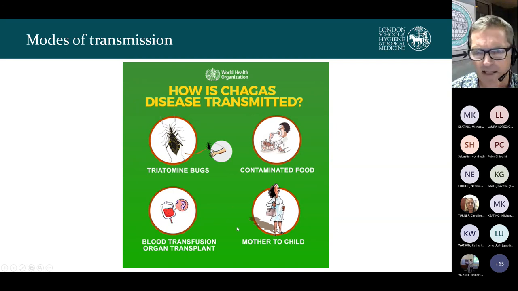Mother-to-child transmission will be discussed a little bit in just a moment, and then the other route of transmission is through blood transfusion. Peter will say a little bit about that later on, but if you don't screen your blood, particularly in high endemic areas, then that's a significant risk. Unfortunately, screening is now becoming more routine.